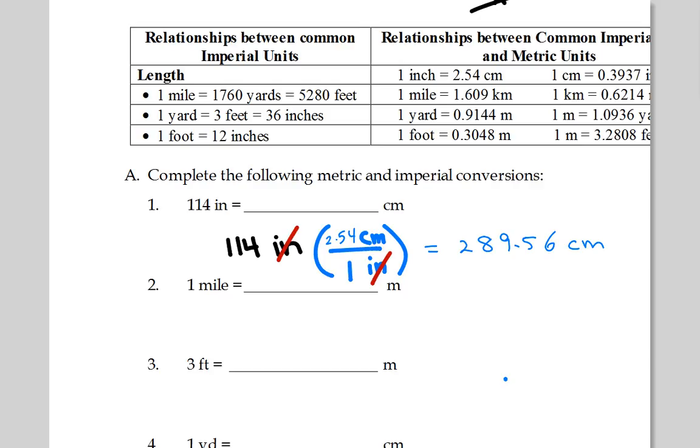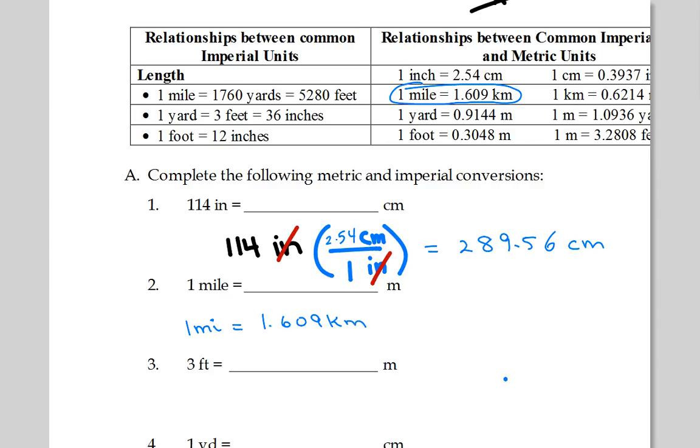Okay, let's try the next one. We've got to go from a mile to a meter. Can you find that one on the chart? What could you find? A mile to a kilometer, right? So let's do that one first. I know 1 mile, and it's right from the chart, is 1.609 kilometers.